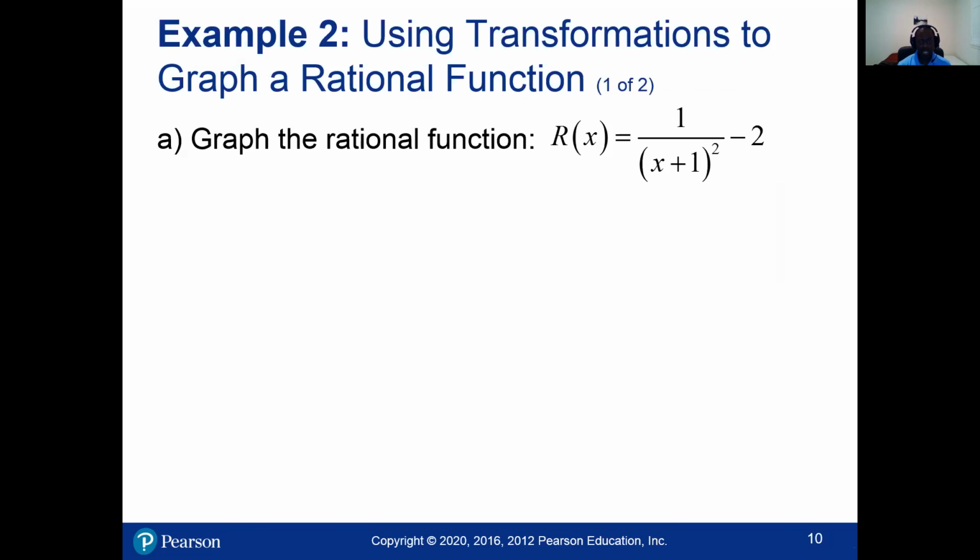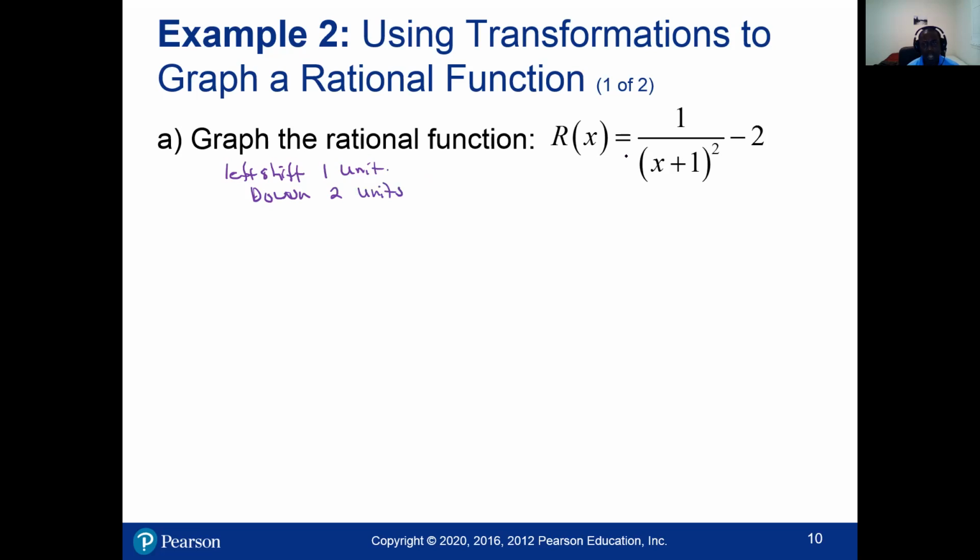Okay. So now let's use transformations to graph the following function. We have the rational function 1 over (x plus 1) all squared, minus 2. Now we can talk about the transformations. In this case, it's going to be a left shift of 1 unit, and it's going to go down 2 units.